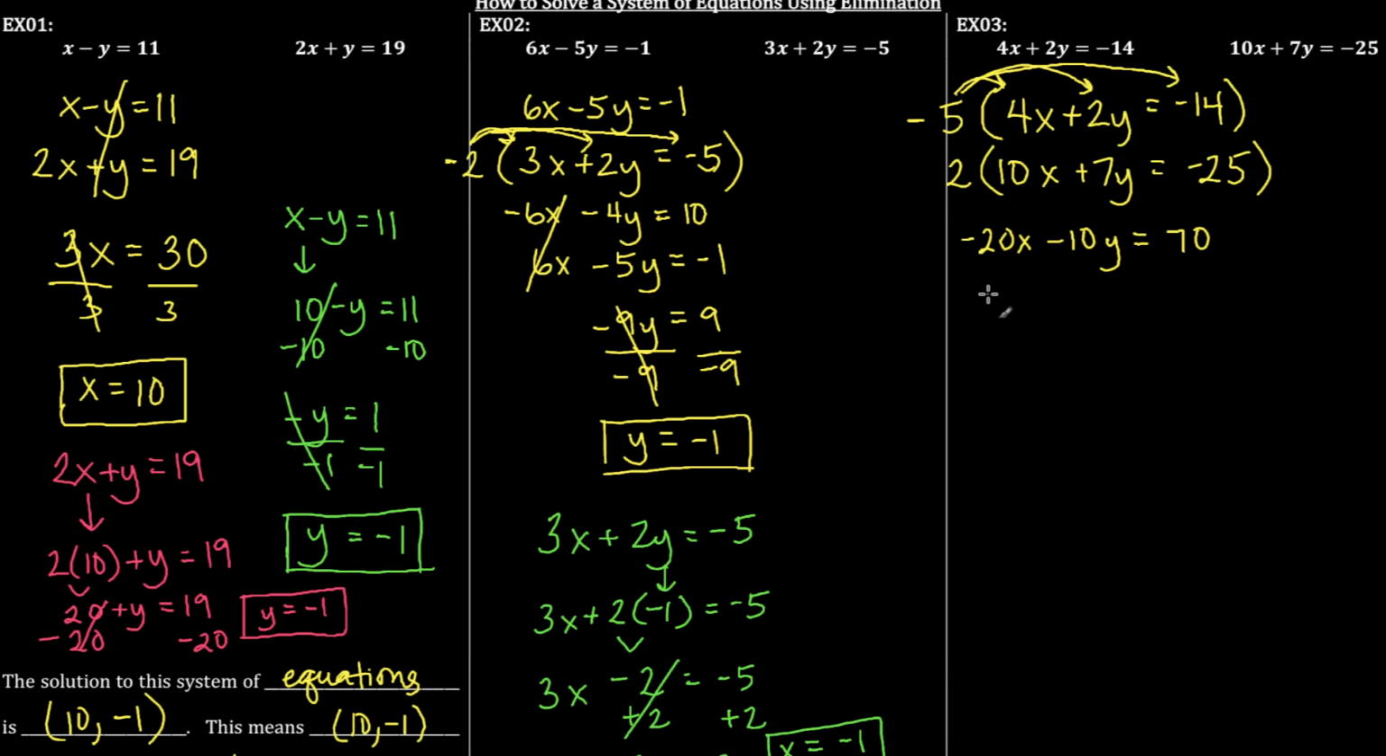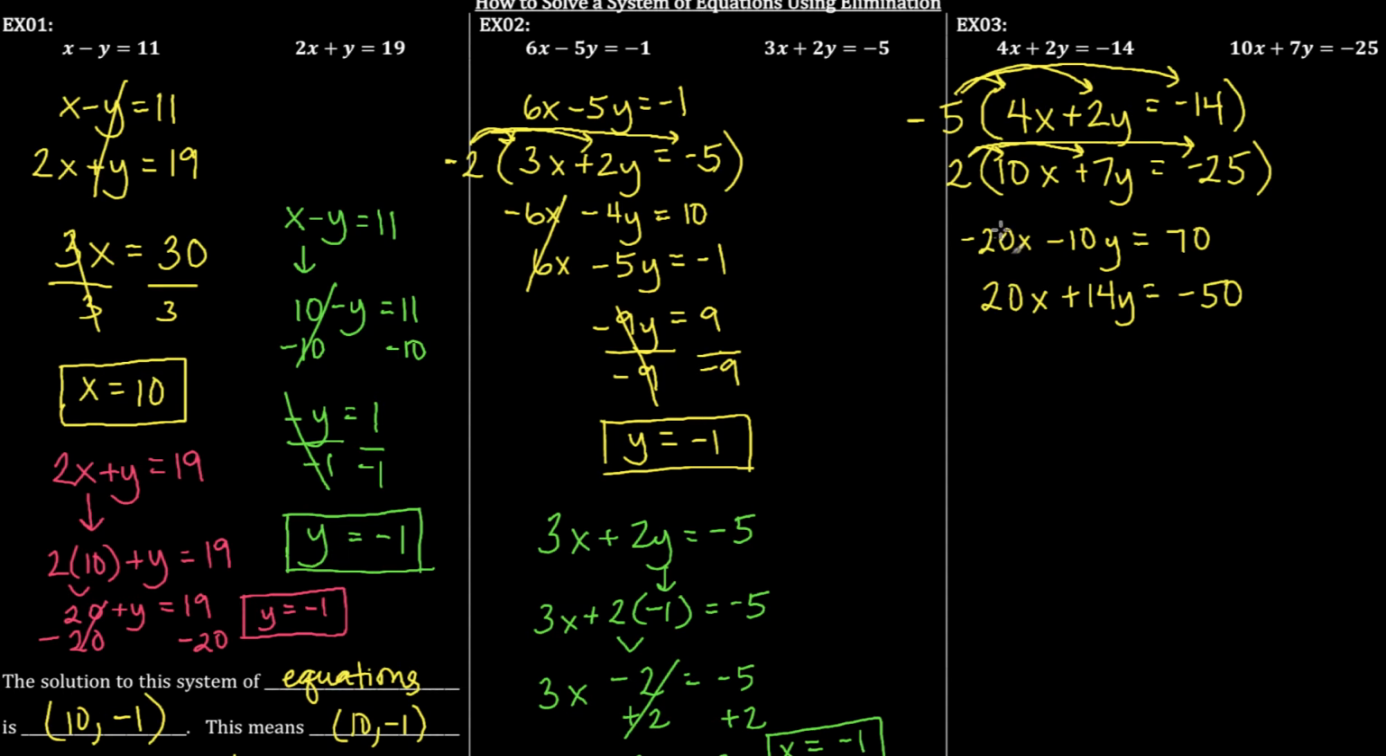2 times 10x is 20x. That's good. That's going to cross out later. And 2 times positive 7y is positive 14y. So plus 14y. And positive 2 times a negative, so a positive times a negative is a negative. 2 times 25 is 50.